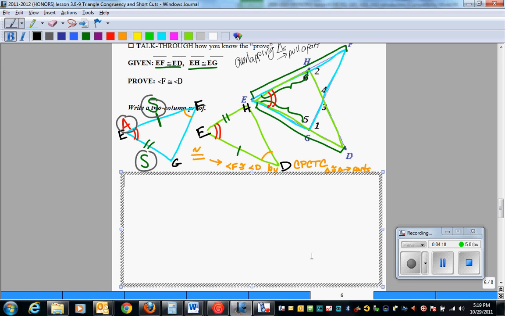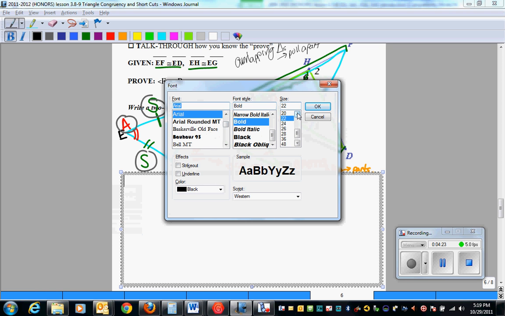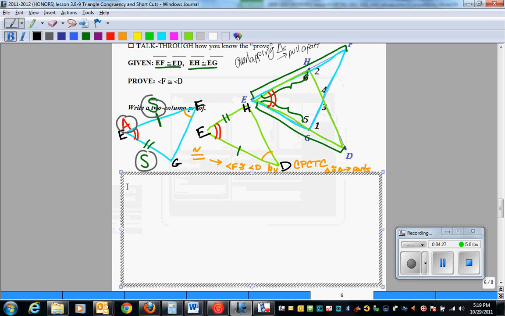So we're going to work with the "I know that because" statements. So step number one, we're going to be shooting for side, angle, side. So let's start with what we do know. We know that EF is equal to ED. And that gave us our first set of sides. So I'm just going to put that side there. And the reason why we know that is because it is in the given.